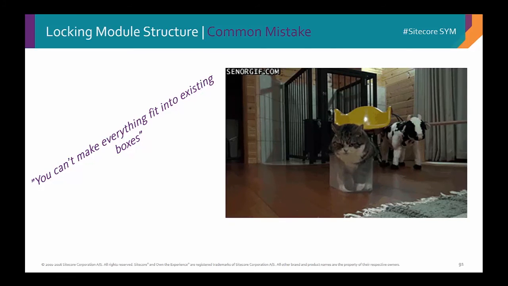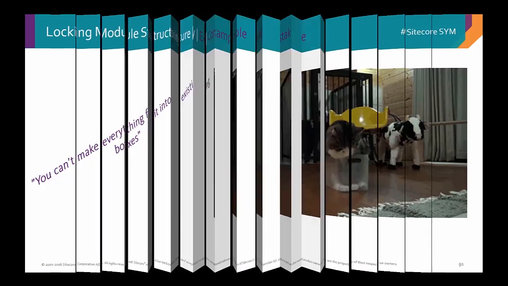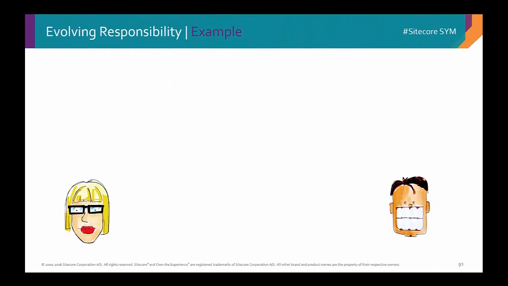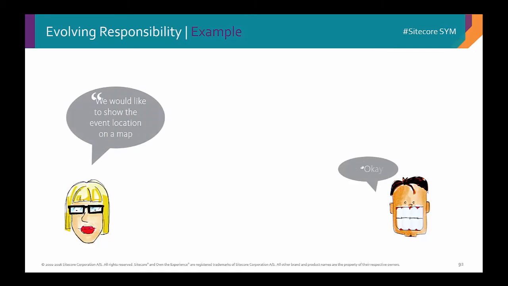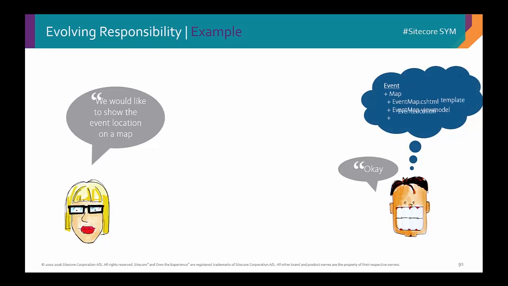So let's talk a little bit about evolving responsibility. I can see I don't have that much time left, so I might skip a little bit fast over it. We have the architect here and we have the customer. And we had the events module, and now the customer comes and tells us, oh, we would also like to show the event location on a map. Okay, that's rather easy. We just add some map stuff to the event module. That makes sense. It's just events.